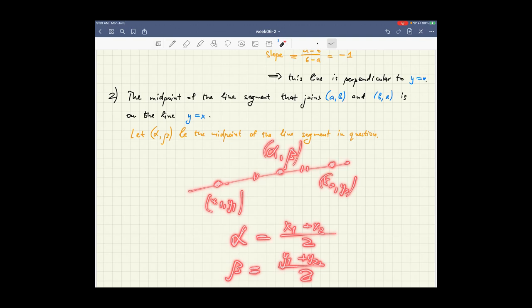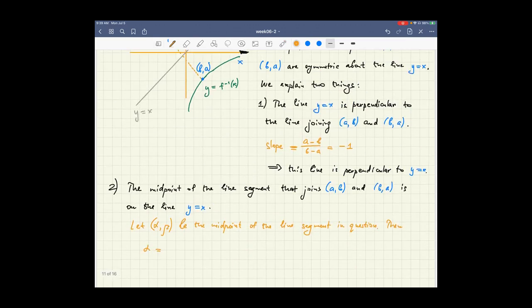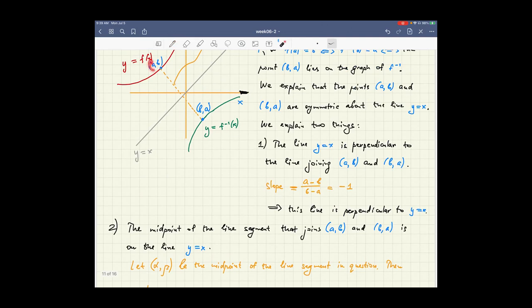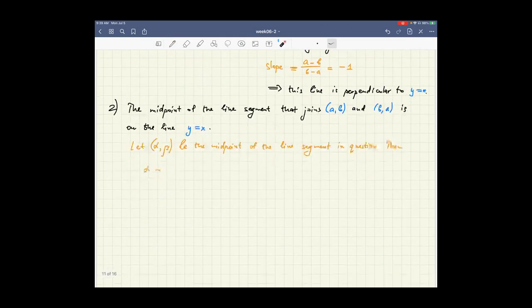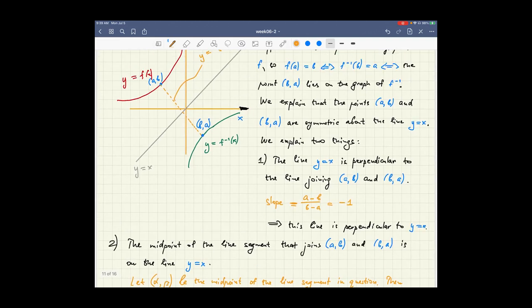In our case, that means that alpha is a plus b over 2 and beta is b plus a over 2.